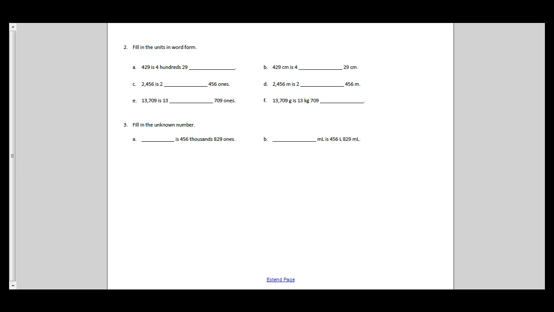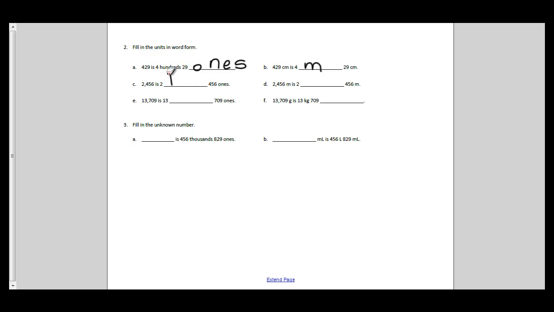Okay, so if we had 429 centimeters, that is 4 hundreds and 29 ones. So remember, we're relating this to place value. So that's why we keep going back from place value to the metric system. So 429 centimeters is 4 meters, 29 centimeters. Okay.